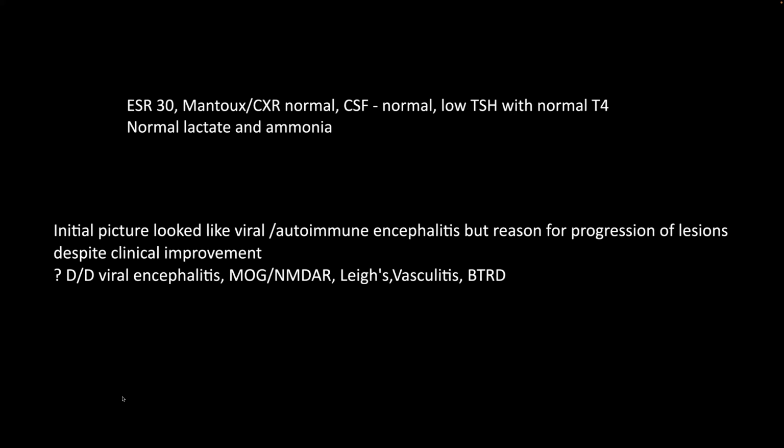Yeah, so her initial metabolic workup was normal. She had a normal lactate and ammonia. Her CSF routine analysis was normal. She had a low TSH, but her T4 was normal, so probably that is related to her acute state. The only positive finding in the inflammatory workup was an ESR of 30. Initially the MRI was reported as query vasculitis, so we sent off a basic ANA panel and that was negative.